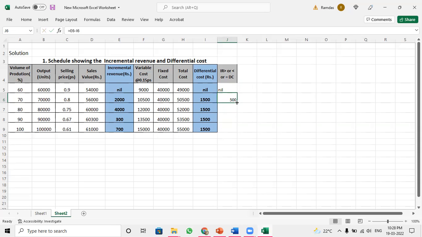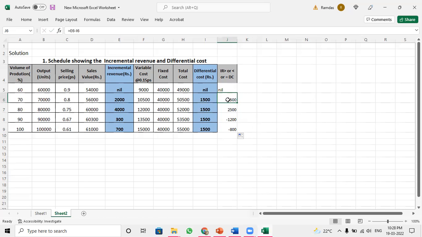So when I calculate the difference between the incremental revenue and the differential cost, you are finding out the level of activity where the IR, incremental revenue, is more than the differential cost. We are only comparing incremental revenue and differential cost. So the first thing is that my incremental revenue should be more than differential cost. So I find the difference between them.